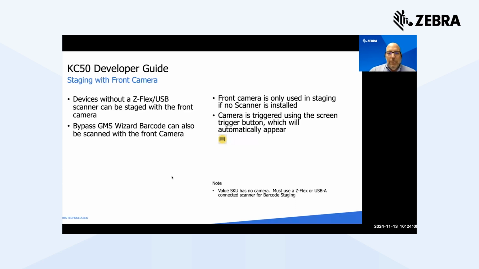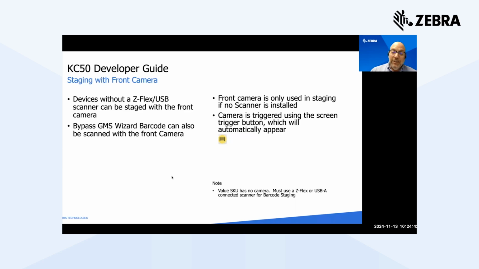In addition, if you bring up Stage Now and there is no USB scanner connected, the front camera will be used as the default method to stage the device. It will also show that little yellow scanning button that you see here. If you press that, it will bring up the camera, and you can put a barcode in the field of view to do your staging process. And if you have multiple barcode staging, it's similar. You just keep pressing the button to scan the different barcodes you have to continue.